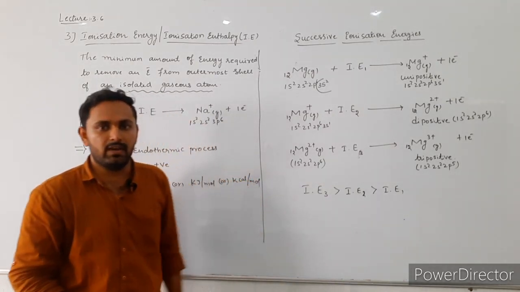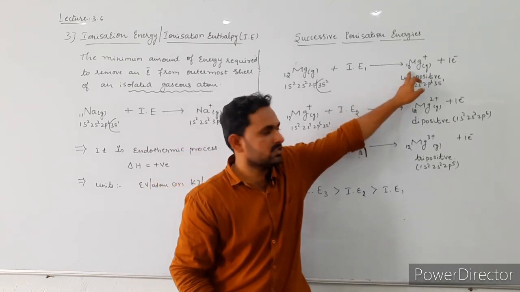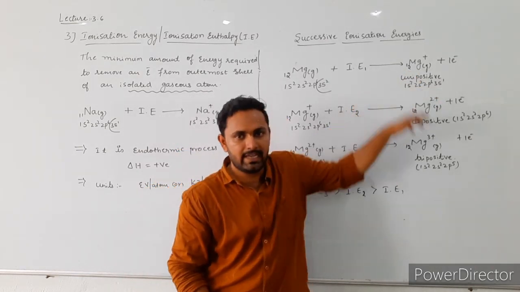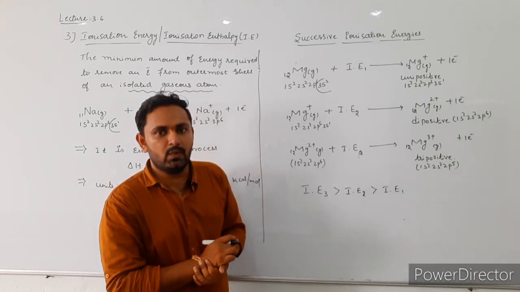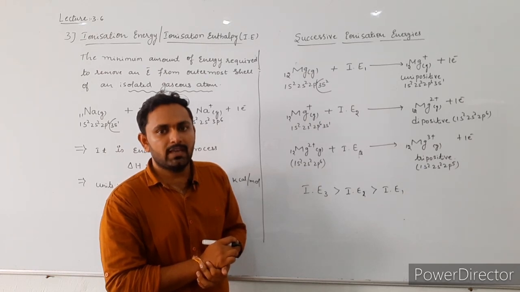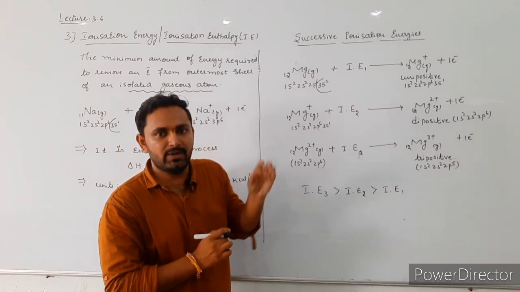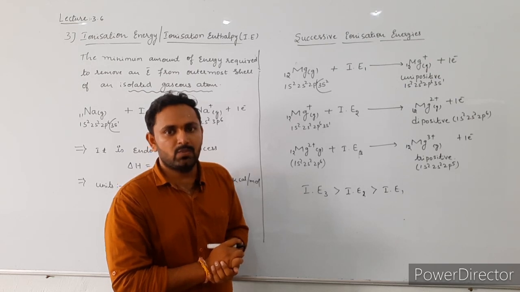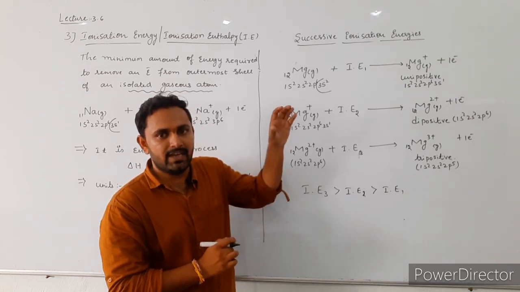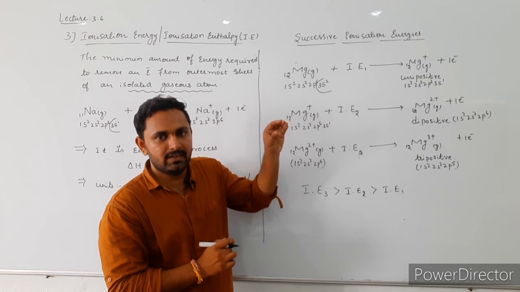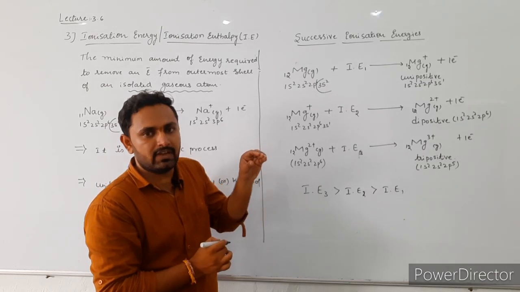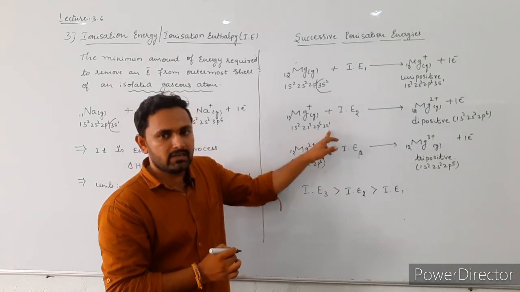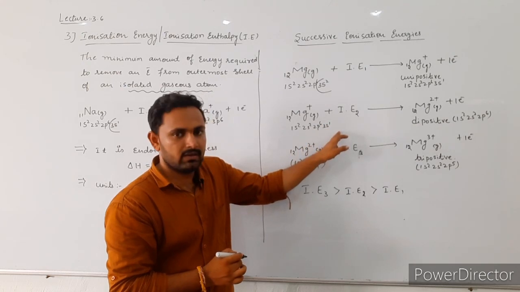Because after losing an electron, what happens? The number of protons is the same, but the number of electrons decreases. As the number of electrons decreases relative to the protons, the force of attraction between the nucleus and the outermost electron increases. That's why the size decreases. When the size decreases, the removal of the second electron is difficult. That's why we need more energy to remove the second electron.